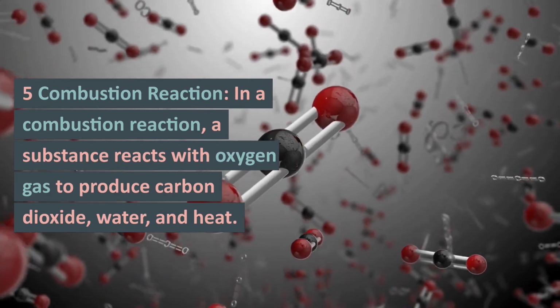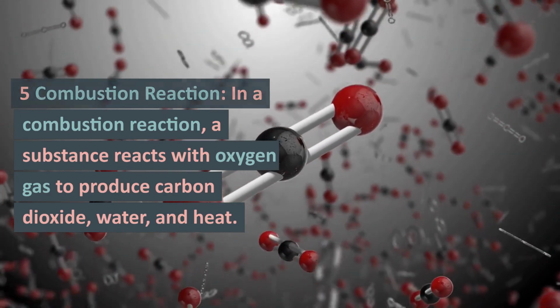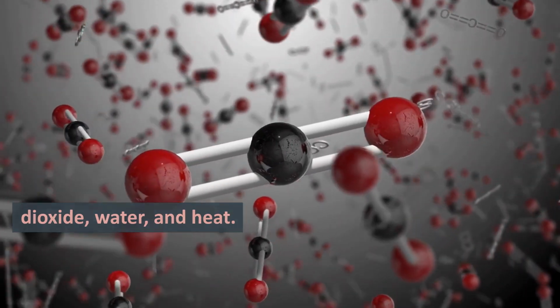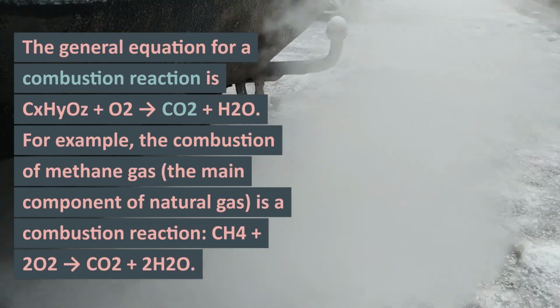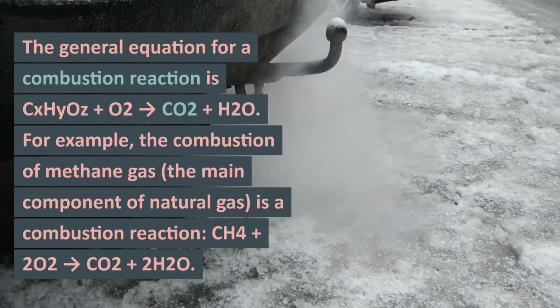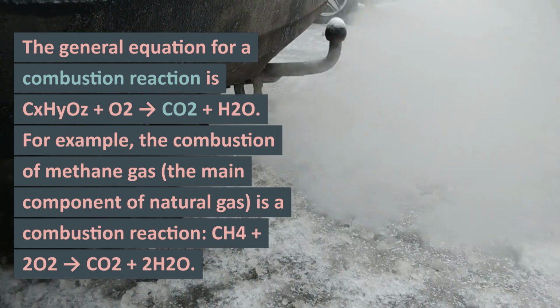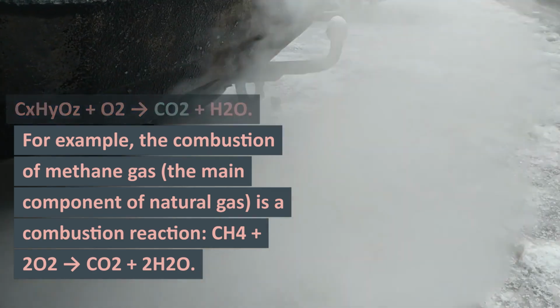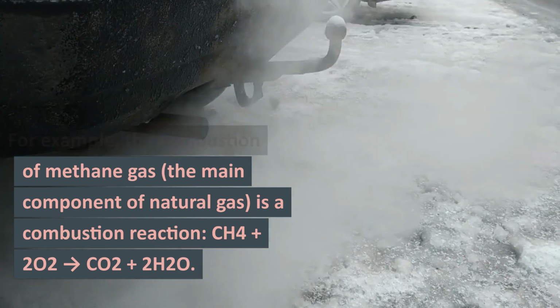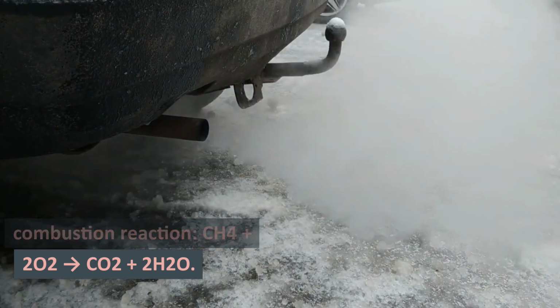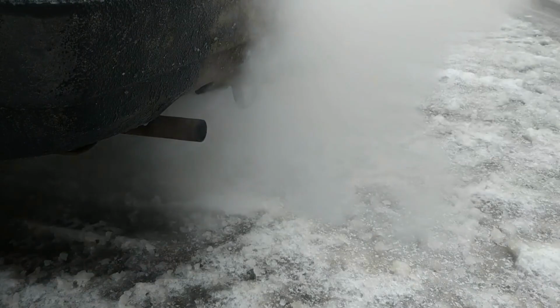5. Combustion reaction. In a combustion reaction, a substance reacts with oxygen gas to produce carbon dioxide, water, and heat. The general equation for a combustion reaction is CxHy plus O2, right pointing arrow CO2 plus H2O. For example, the combustion of methane gas, the main component of natural gas, is a combustion reaction. CH4 plus 2O2, right pointing arrow CO2 plus 2H2O.